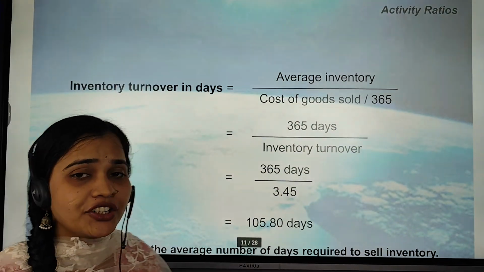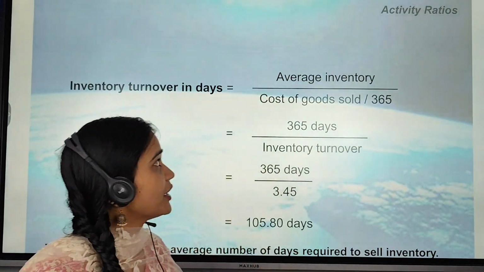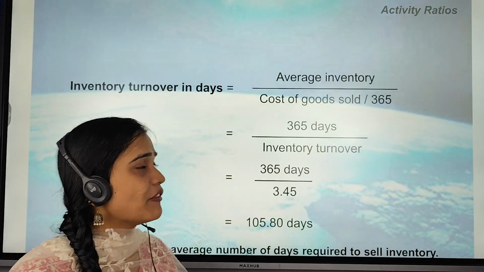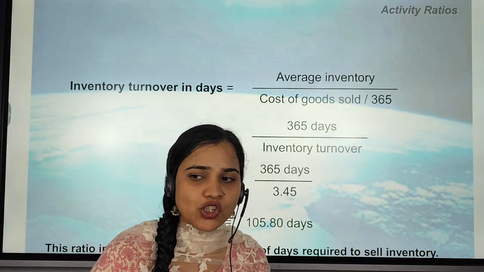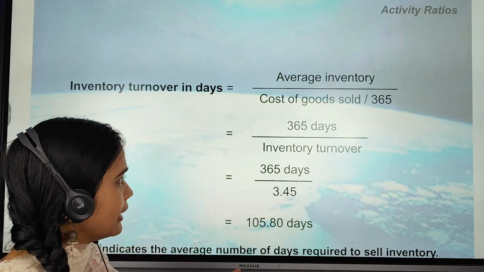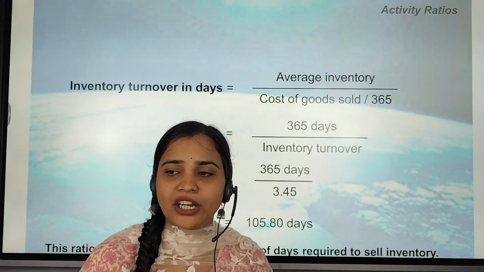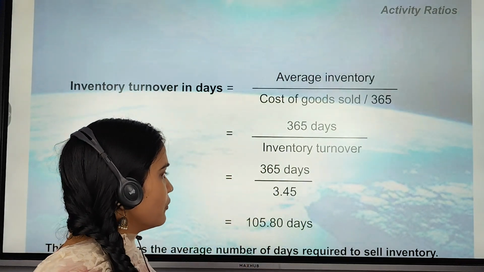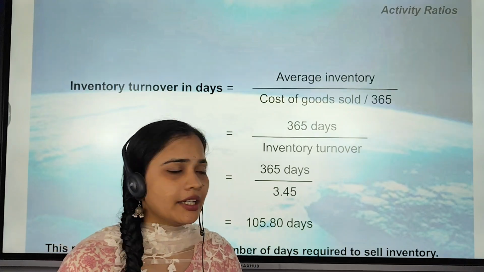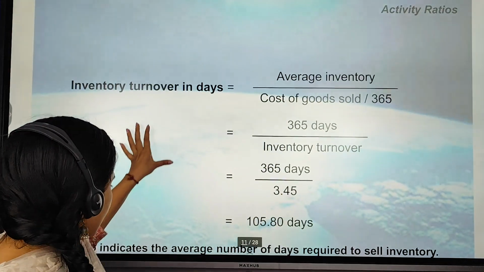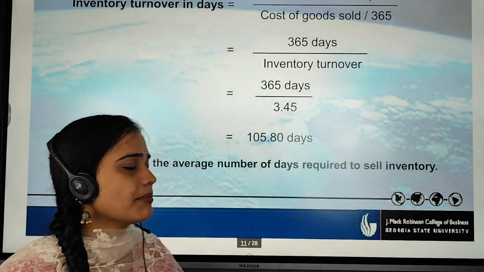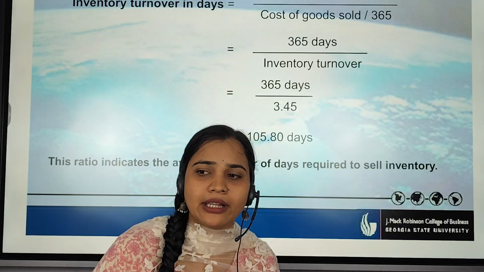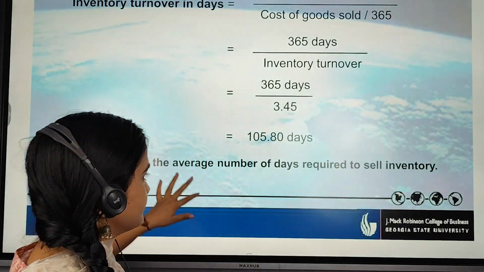Next is inventory turnover in days. Inventory turnover days, here is the formula: average inventory upon COGS slash 365 days, or 365 days upon inventory turnover. 365 days upon 3.45, that is our 105.80 days. This ratio indicates the average number of days required to sell the company's inventory.